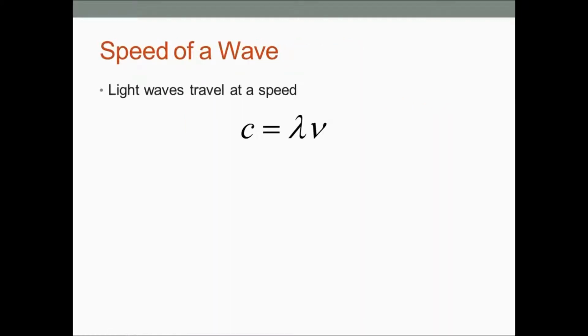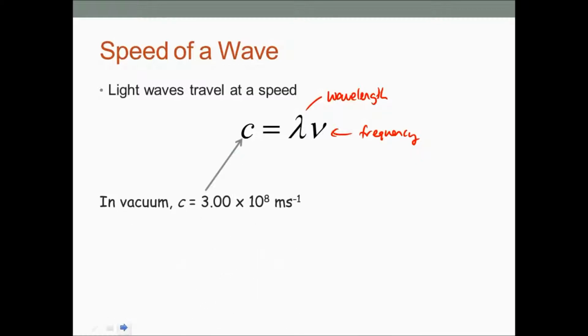The speed of a wave is determined by the following equation. Speed is equal to the wavelength times the frequency. It gives me the speed. And for light waves in vacuum, this is 3.00 times 10 to the 8 meters per second, where the wavelength is measured in meters and the frequency is measured in hertz, which is equal to inverse seconds.